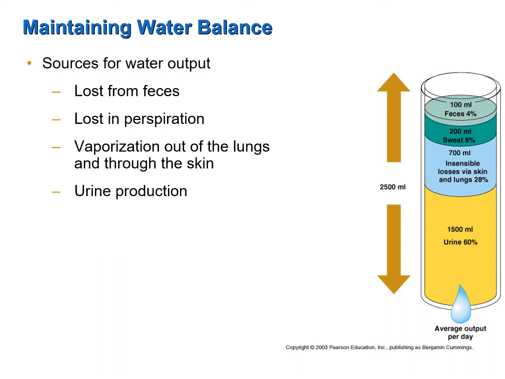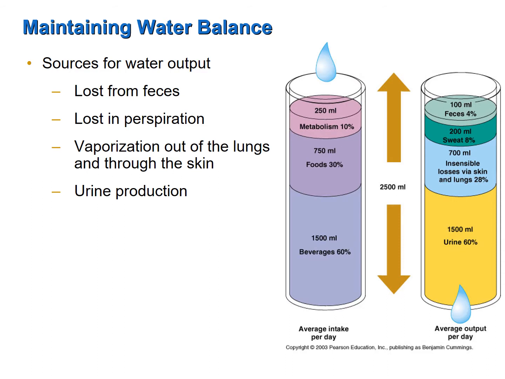The lion's share or the bulk of the water lost by the body is, of course, through the urine. About 60% of water is lost by urine production and elimination. Therefore, your body is going to seek to maintain water balance by increasing or decreasing urine production.